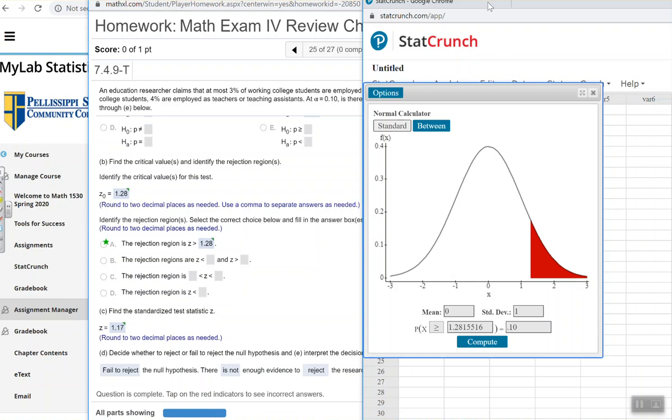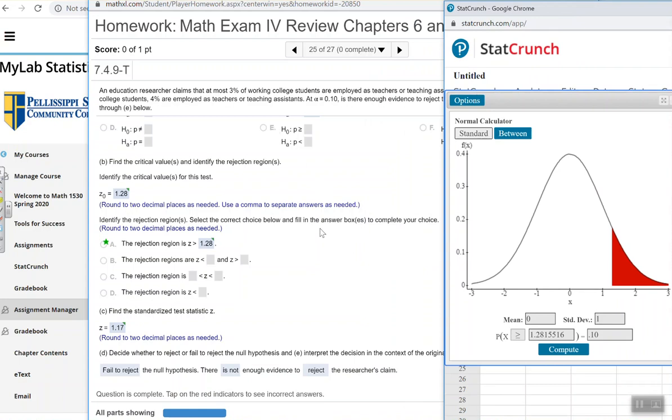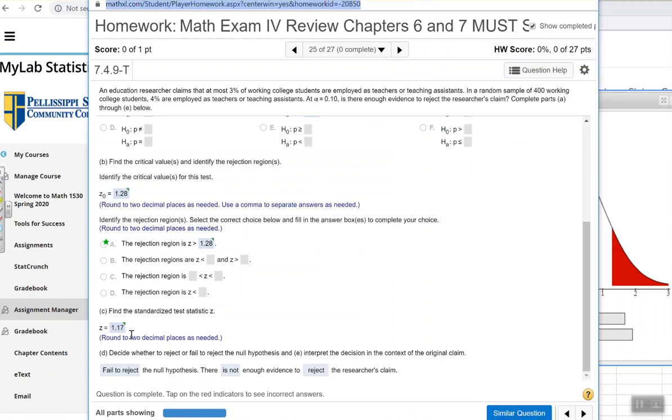So if we go back to our choices here on our concluding statement, what we would say is we failed to reject the null. That's because our test statistic was not in the rejection region, so we failed to reject the null. And we failed to reject it because we did not get evidence. There is not enough evidence to reject the claim. The claim was the same as our null, so we did not get evidence to reject the claim.